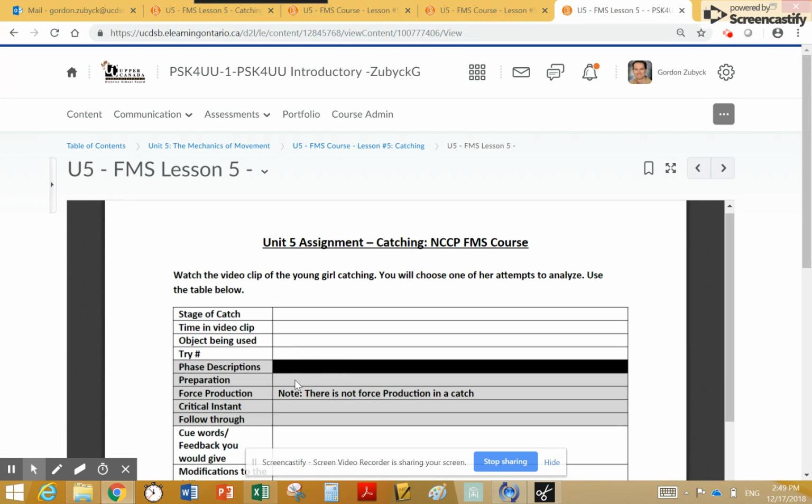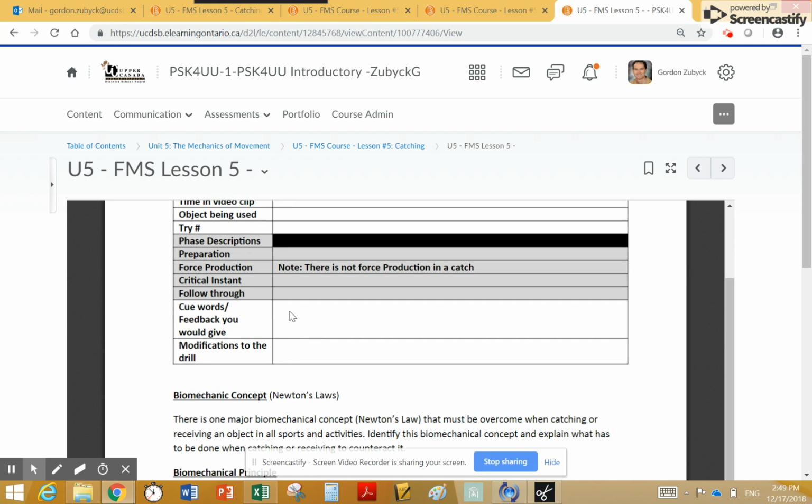You then need to describe what the preparation looks like for the catch that you're observing. Once you've indicated a stage of catch, the preparation, critical instant, and follow through will look a certain way depending on whether it's stage 1, 2, or 3. I want you to put that in there. Then think of some cue words or feedback you would give to the little girl who's catching that would help her get closer to the next stage of catching. If they're at stage 1, give them some tips to get to stage 2, and if they're at stage 2, some things to get to stage 3.